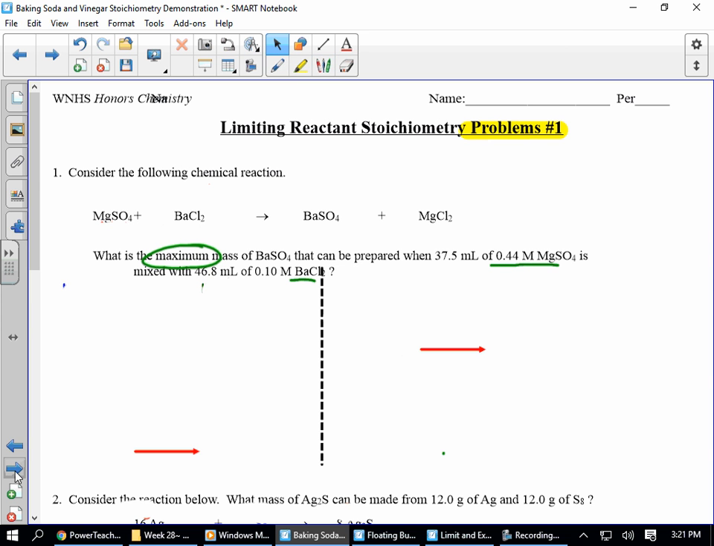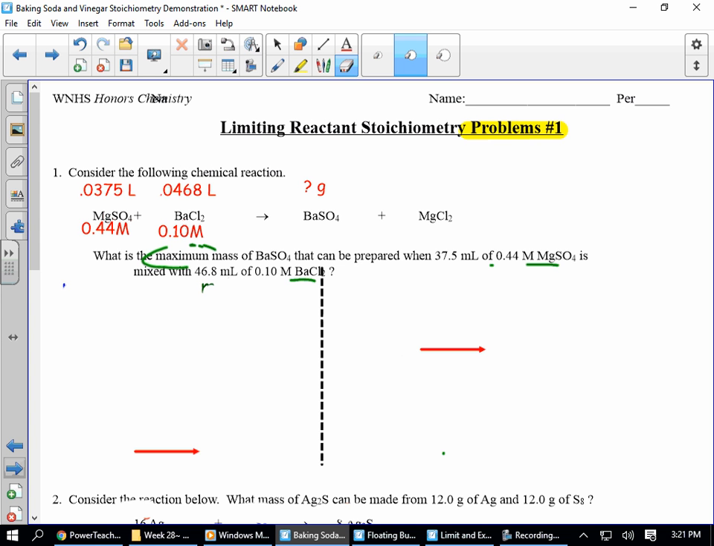So I want to know the maximum mass of BaSO4 when I mix 37.5 milliliters of 0.44 molar magnesium sulfate solution. I'm going to turn my milliliters into liters for this one. And then I'm going to mix it with 46.8 milliliters, again changed into liters, of 0.01 molar barium chloride. Now I have information about both of my starting materials. That means I'm dealing with limiting and excess.